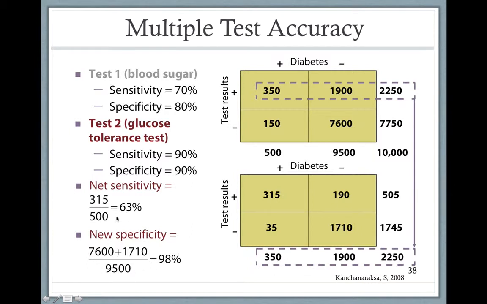We just want people that have the disease and don't. So that's our new or net specificity, and as you can see, when we're doing sequential testing, our specificity goes up. So we're better at looking in comparison to those original two tests on their own, we're better at detecting the people that don't have disease, but we're worse at detecting the people that do have the disease.